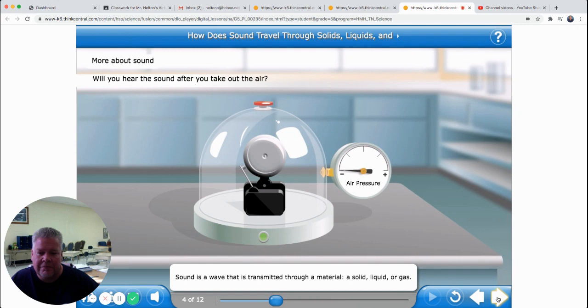Sound is a wave that is transmitted through a material, a solid, liquid, or gas. Without such a material, as in a jar with almost no air, the sound wave cannot reach our ears and be heard. So those astronauts on the moon definitely need their radios.